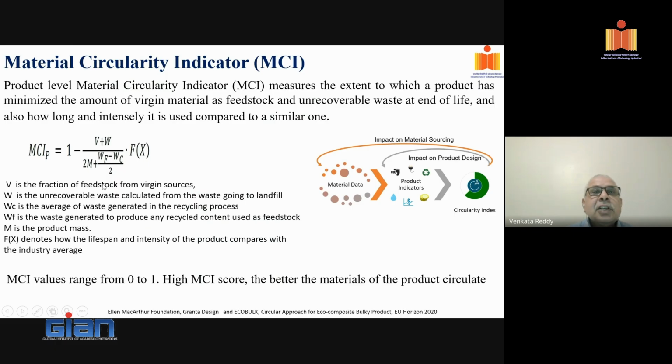And the circularity indicators range from 0 to 1. The higher the MCI score, the better the material of the product is to circulate. Okay, so here you can clearly see the material data, product indicators, circularity index. So all this has to be integrated and you shall be able to select and all that. Yeah. So now obviously digitization helps in every aspect of it.